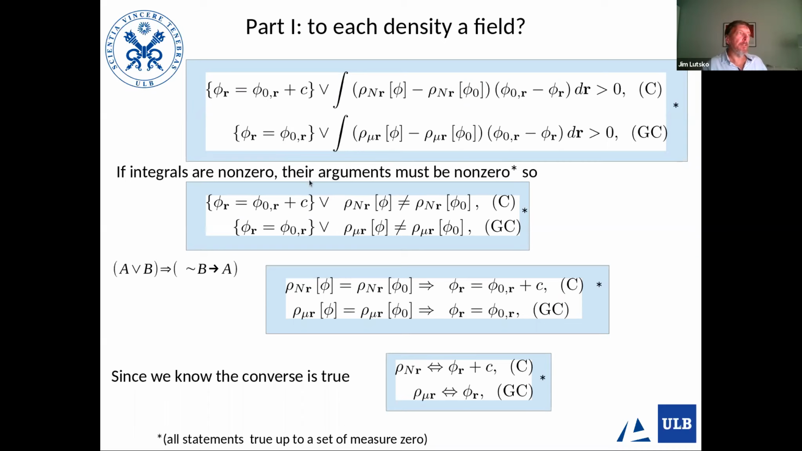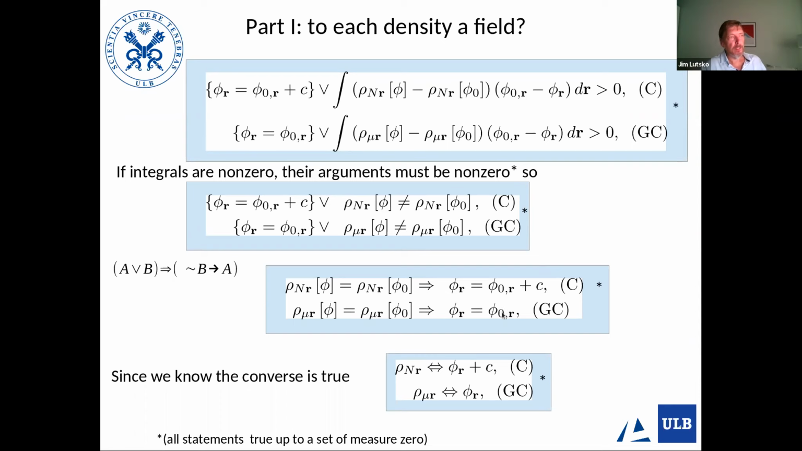If the integrals are greater than 0, then their arguments must be non-zero, of course, at least up to a set of measure 0. And so that means that these densities cannot be the same at all points. So either these external fields are related in a simple way, or the densities cannot be equal at all points. And that statement can be turned around: if the densities are equal, that implies that the fields are related in this way.